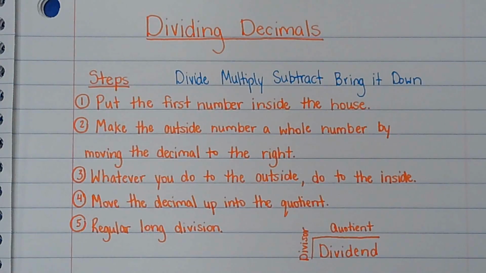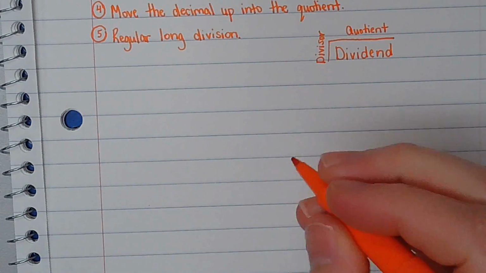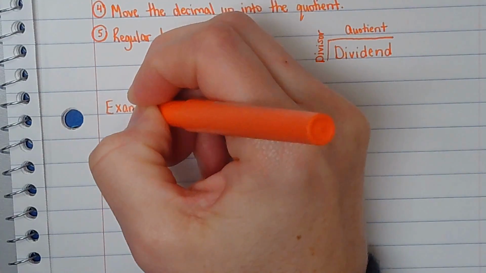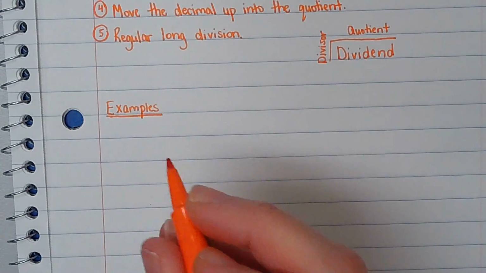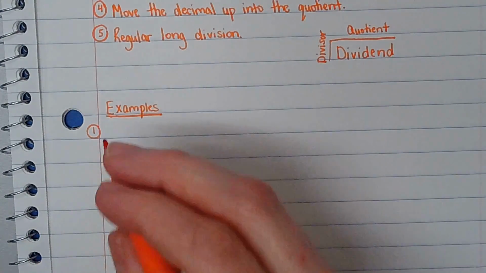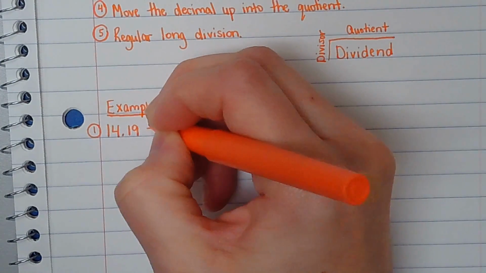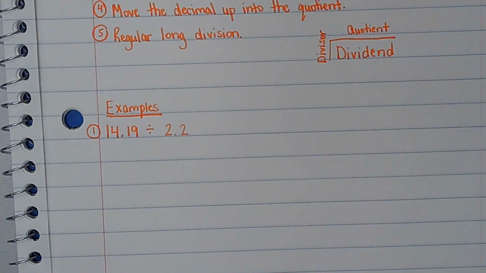Okay? So let's put this into some practice. Like I said, if you don't have all this written down yet, hit pause, and then you can play me later. Okay, so let's do some examples. We're only going to do 2, so not the end of the world. All right, so 14.19 divided by 2.2. All right.